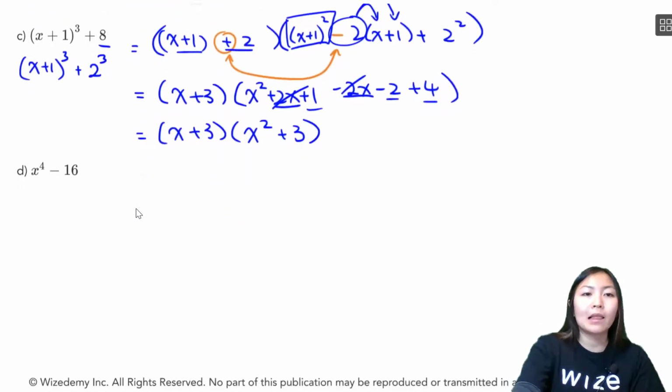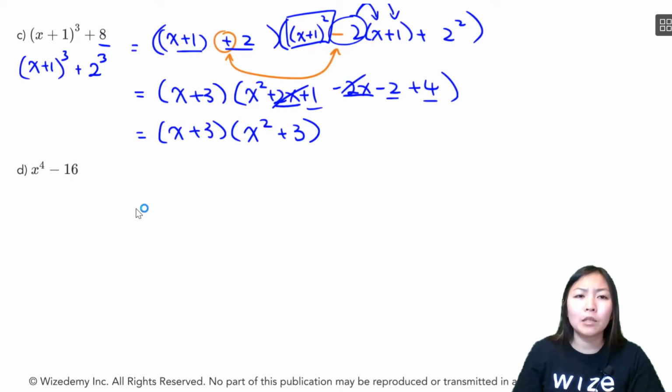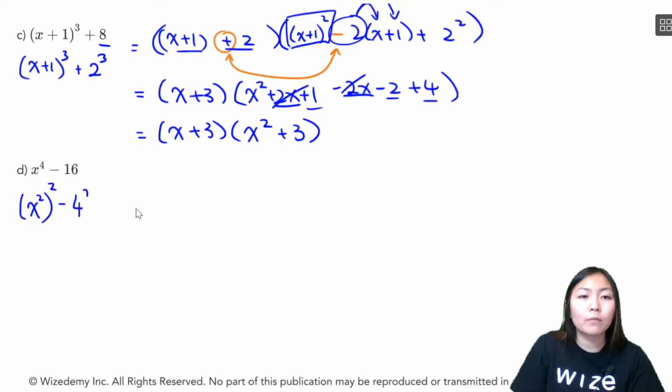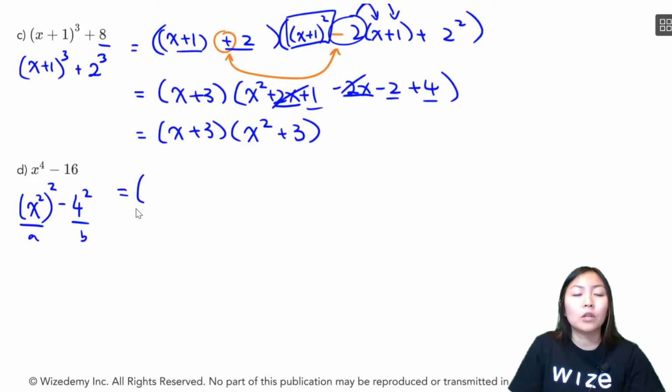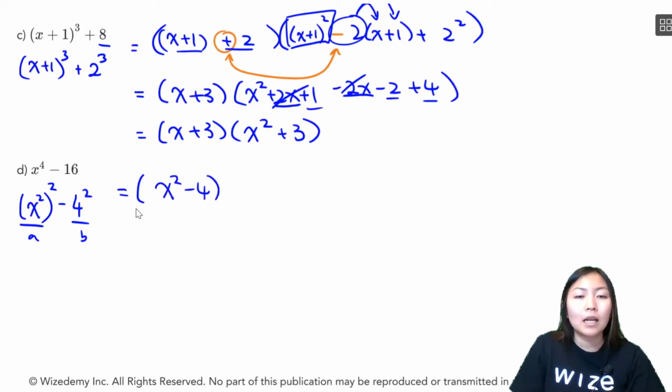Okay, last up. I see something to the power of 4. None of my identities had a 4 in it, but I can rewrite this as squares. This is x squared squared minus 4 squared. Now we see that this is just a difference of squares. So I have a squared minus b squared. This is my a, this is my b. It's going to give me a minus b, which is x squared minus 4, times a plus b, which is x squared plus 4.